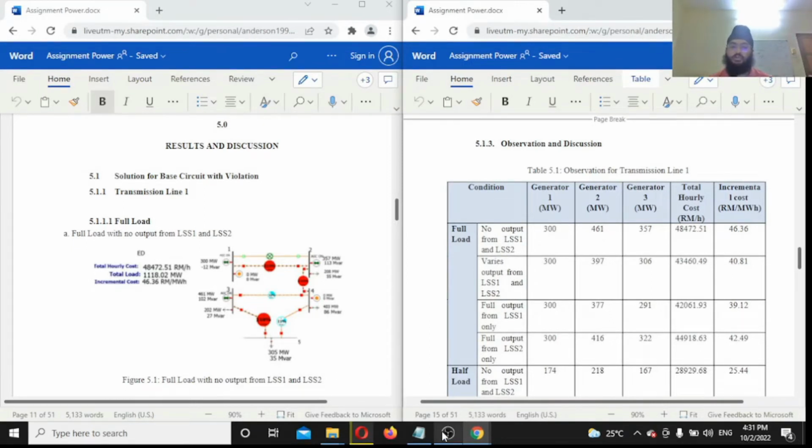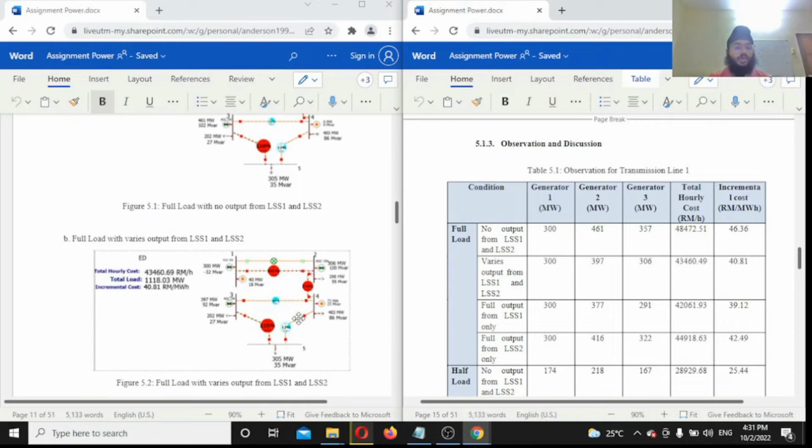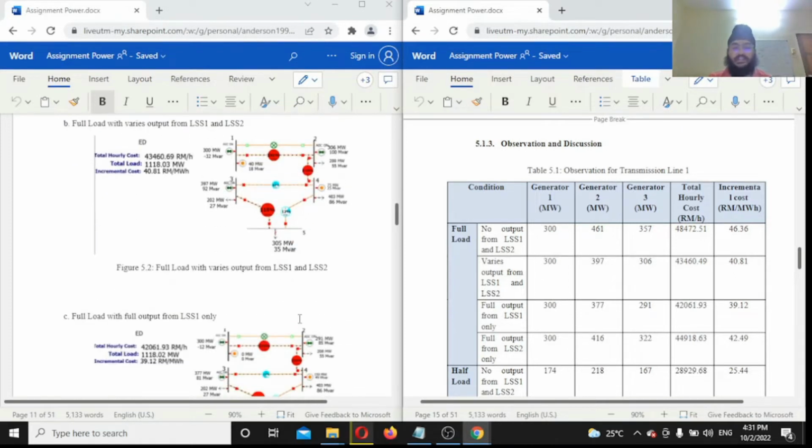And as you can see for transmission line 1, for both cases, full load as well as half load, a majority of the cases indicate that the circuit remains in overload or overflow when there is no generator or transmission lines added to the system. This basically means the system has exceeded or violated its parameters.